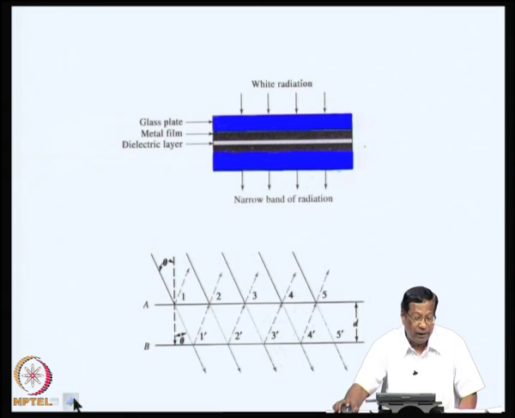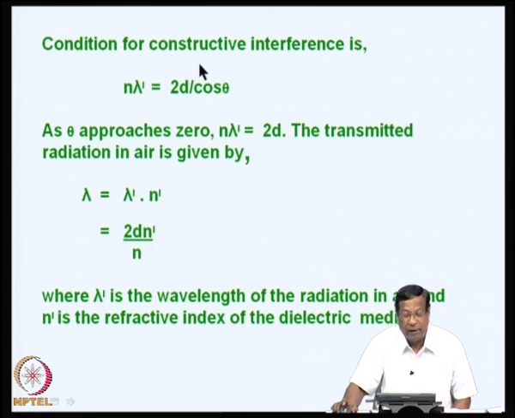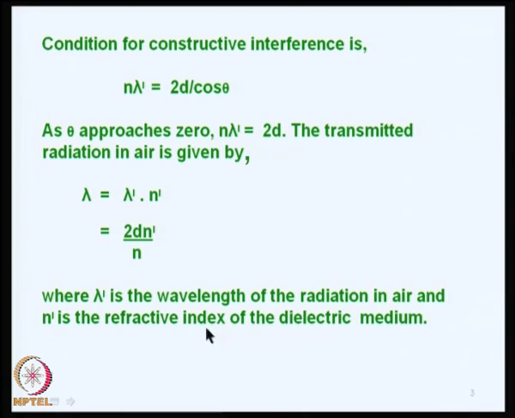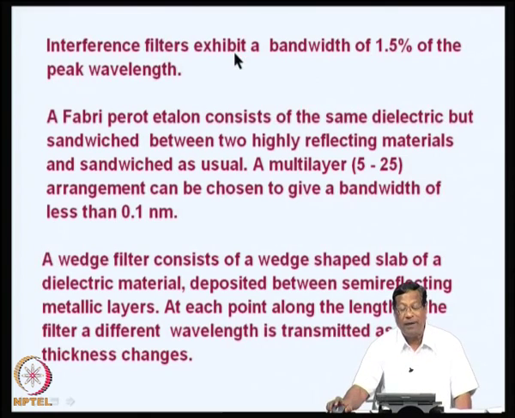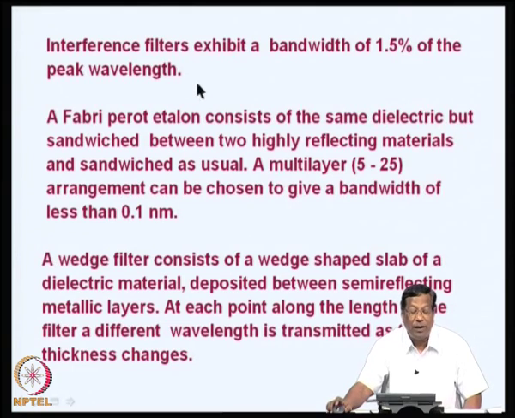So, these interference filters would give you fairly consistent wavelengths, and the condition for constructive interference is given by n lambda is equal to 2 d by cosine theta. As theta approaches 0, you would know that cosine theta would be 1, and so n lambda would be equal to 2 d, and the transmitted radiation in the air is given by lambda is equal to lambda dash and n dash, where lambda dash is the wavelength of the radiation in air and n dash is the refractive index of the dielectric medium. So, if you use this expression, you would know that it is exactly equivalent to 2 d n dash by n, and for every interface it would be showing you this choice. So, interference filters in general exhibit a bandwidth of about 1.5% of the peak wavelength.